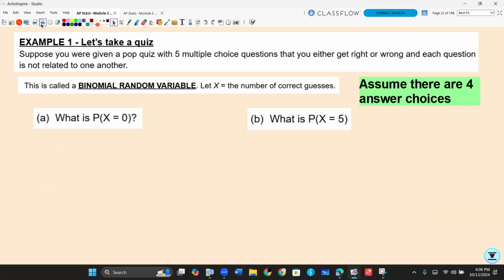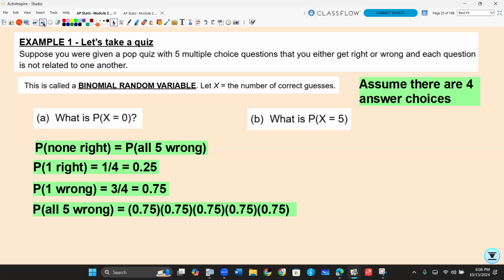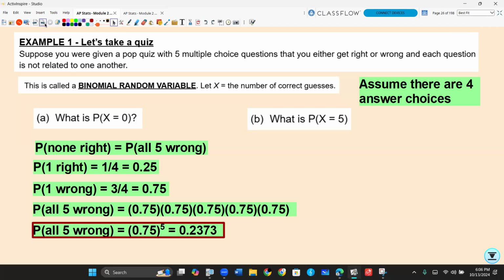First, what's the probability that X is 0? So X being the correct number of guesses. Well, in this case here, to get nothing, the probability of getting them all wrong would be 75% multiplied by itself 5 times. Since these are independent events, we use the multiplication rule. So 0.75 times 0.75 times 0.75 5 times, or you can do 0.75 to the 5th power, which is 0.2373.